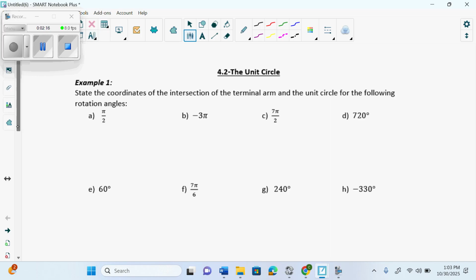So here, it's state the coordinates of the intersection of the terminal arm and the unit circle at pi over 2. So go to pi over 2. What is our coordinate? Your unit circle should be handy. It's going to be your best friend from now to eternity. What's your coordinate at pi over 2, at 90 degrees? It's cos of pi over 2, sine of pi over 2. What is the answer, though? It's on your unit circle. Just read it off. 0, 1.